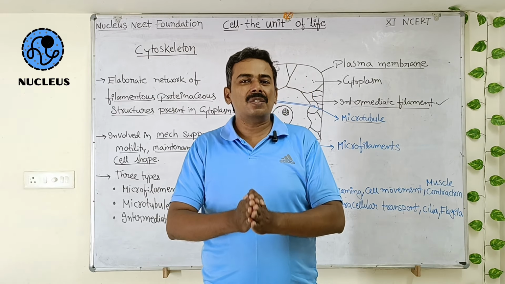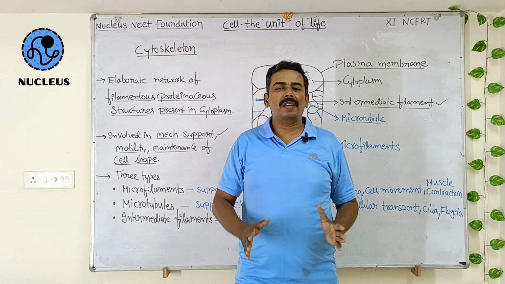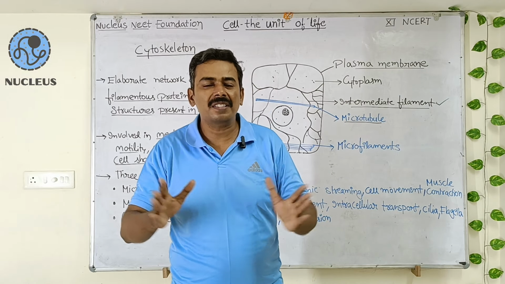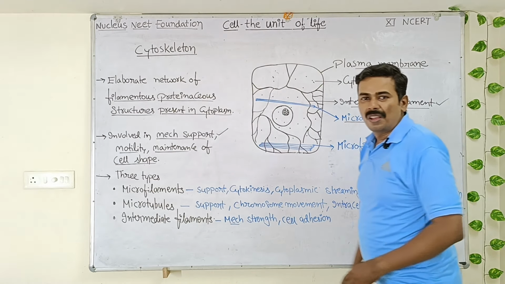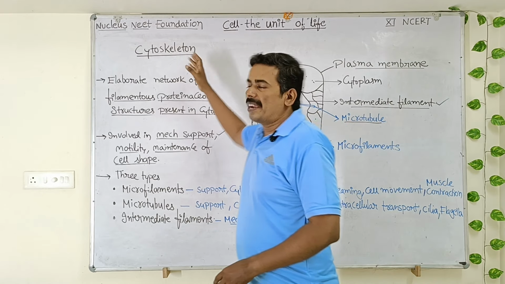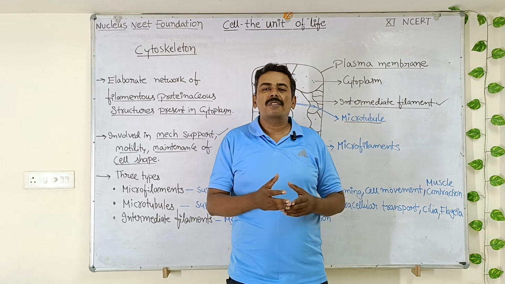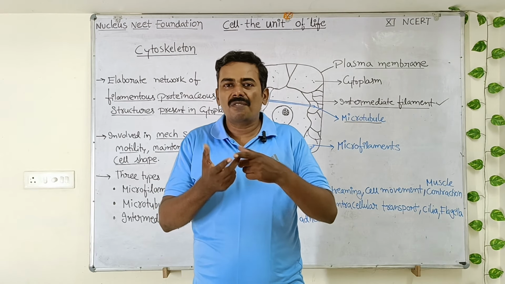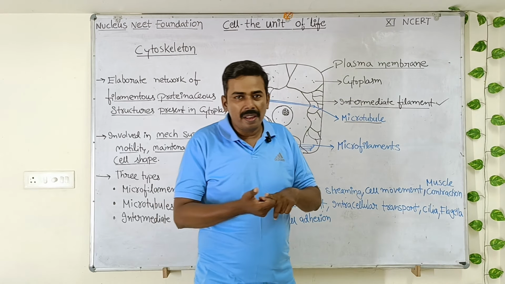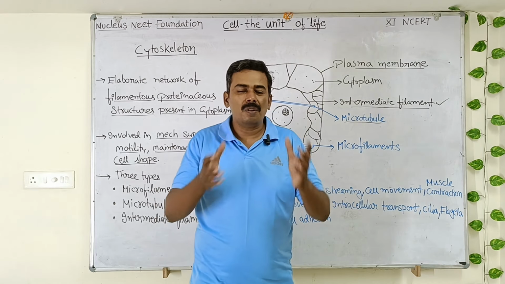Students, today's class is going to be super interesting because we are going to discuss several interesting concepts from the chapter Cell, the Unit of Life. We are going to start with cytoskeleton, and also I am going to teach you structure of cilia, structure of flagella, structure of centrosome, basal body, nucleus and chromosome.